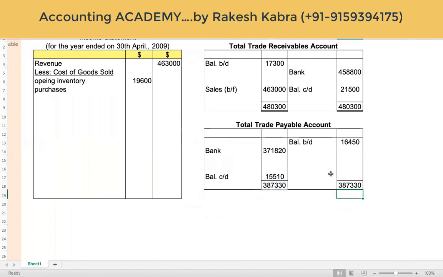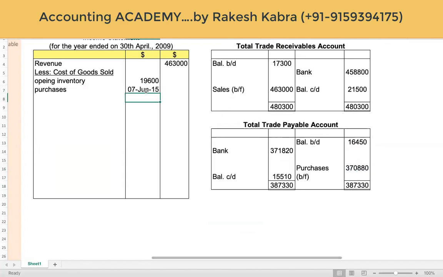Do we have to record any accrued or prepaid amounts? No, nothing to do with that here. So the difference amount I got is actually purchases. When you buy, trade payable will increase. Increase in liability is credit, so on the credit side whatever difference we got is purchases. So the same amount I will take here: 370,880.